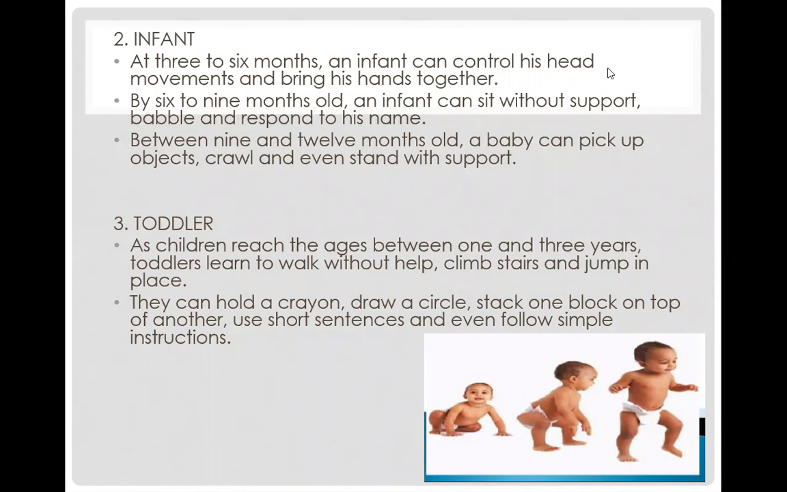As children reach the ages between 1 and 3 years, toddlers learn to walk without help, climb stairs, and jump in place. They can hold a crayon, draw a circle, stack one block on top of another, use short sentences, and even follow simple instructions. Now you might have a doubt.